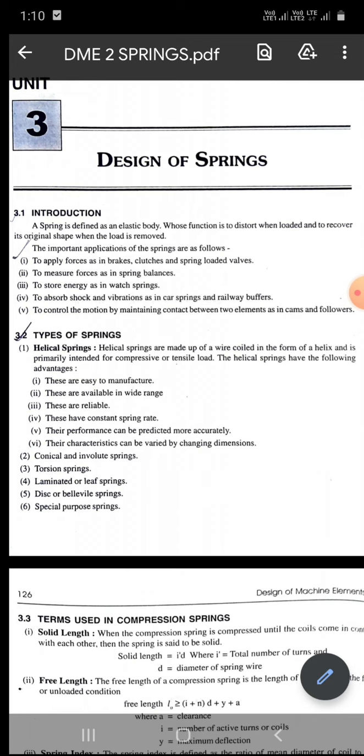The important applications of springs are as follows: to apply forces in brakes, clutches and spring loaded valves; second, to measure forces in spring balances; to store energy in watch springs; to absorb shock and vibrations as in car springs and railway buffers; to control motion by maintaining contact between two elements as in cams and followers.